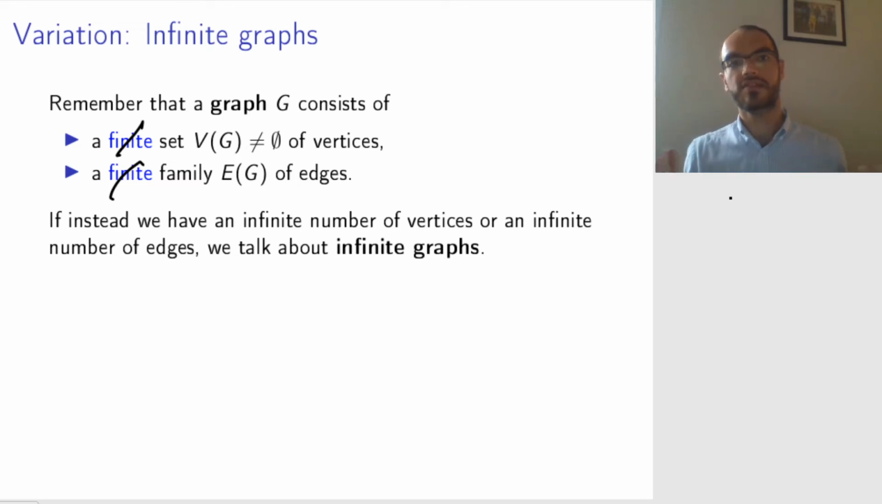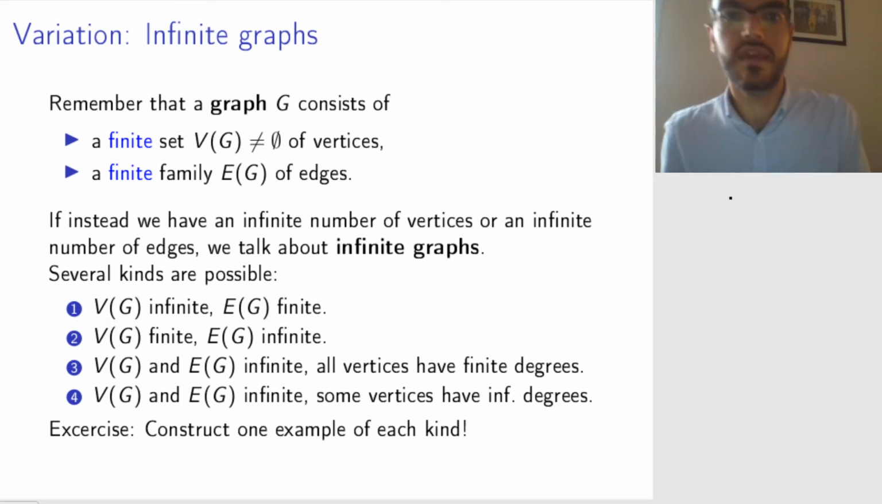We will not deal so much with infinite graphs in this course, so see this as some extra interesting piece of information, but just to let you know that these things exist. So a graph can be troublesome in many ways. A graph can be infinite in many ways. So you can have an infinite number of vertices, but a finite number of edges.